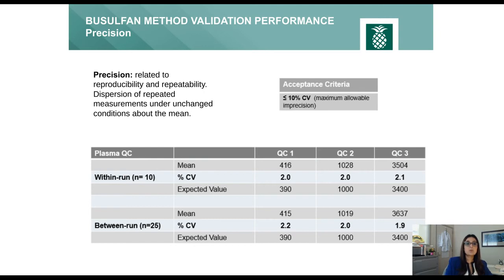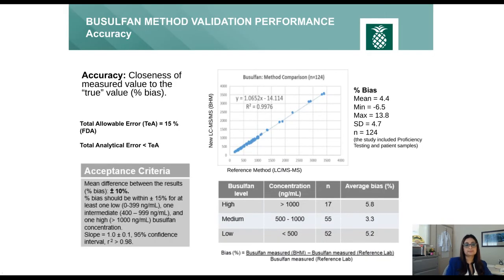The precision was evaluated using 3 control samples at different concentrations. In this table, you can see that the average coefficient of variation within run and between run is under 3%, indicating an excellent reproducibility.